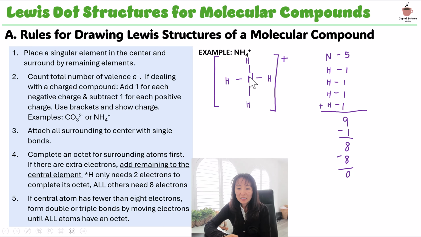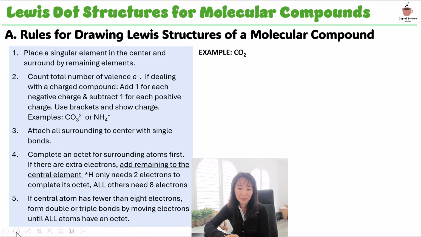Now, did this fulfill the octet? Sure. For nitrogen, it definitely did, 2, 4, 6, 8. For hydrogen, it fulfills the duet. So they're pretty happy as well. So this actually is the complete Lewis dot structure for ammonium. Now we're going to get into carbon dioxide, CO2. I want you to actually try this.